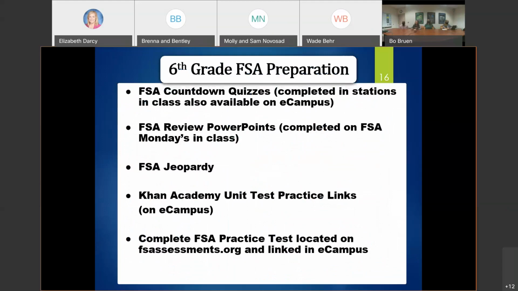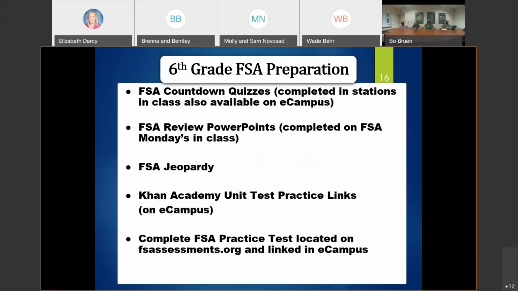So what are we doing to get your kids ready for FSA? We have started in classes with our FSA countdown quizzes located on eCampus. And like in my class, for example, we're doing them in stations. The students are working together on those and they're working their problems out on whiteboards, coming to ask me questions when they run into trouble or something that they don't remember. We have FSA review PowerPoints that we're going to start doing in class on Mondays. We're going to be playing FSA Jeopardy. They're super excited about it because they get to compete against each other.